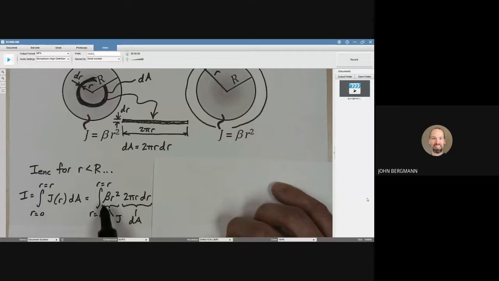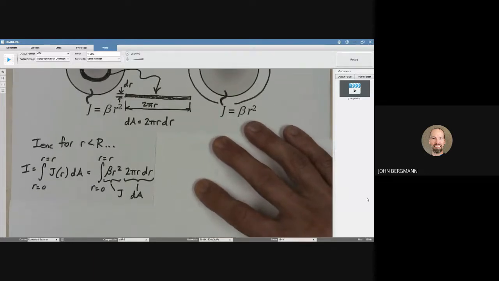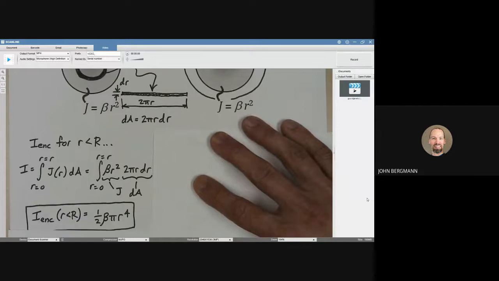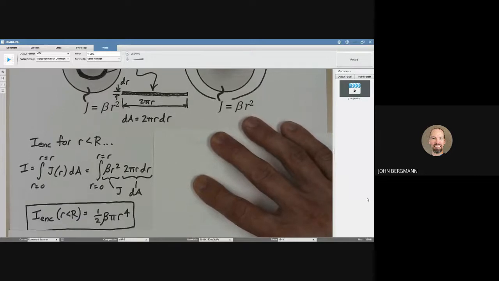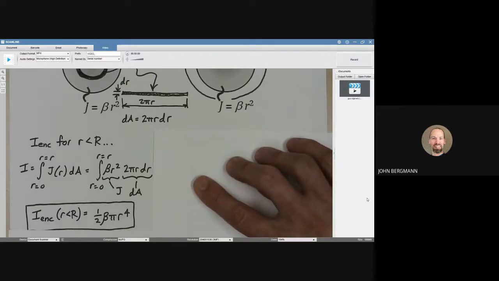Now, if you put all that together, you can see that there's a constant of a 2, a pi, a beta. The r squared times the r becomes an r cubed, and you end up really integrating r cubed dr, which gives you 1/4 r to the 4th. Then if you put those integration limits in there, there's your enclosed current when little r is less than big R. So we're going to use that in Ampere's law in the next step.